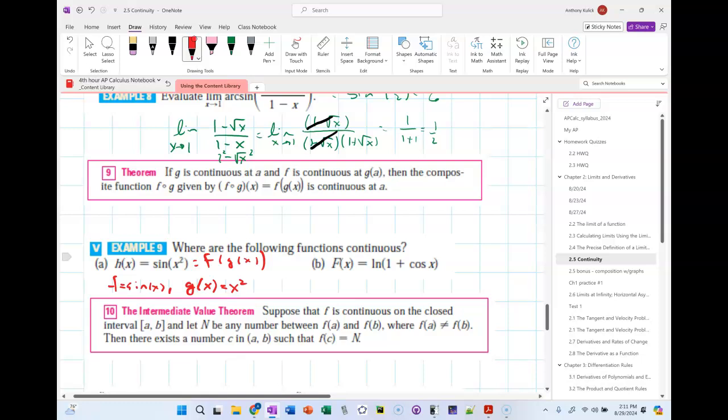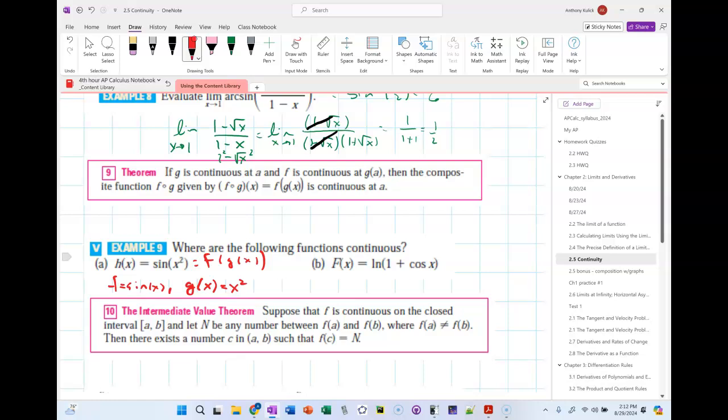What's the domain for g of x, for x squared? All real numbers. Okay? What's the domain for f of x, for sine x? All real numbers. So what will be the domain for sine of x squared? All real numbers. So where is it continuous? All real numbers. Everybody's happy? Okay.